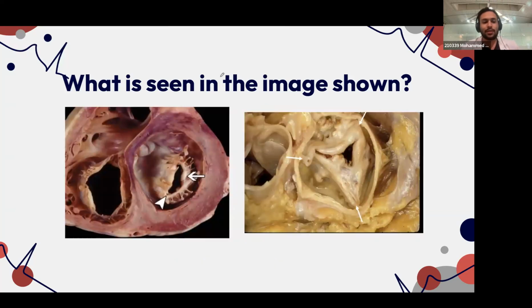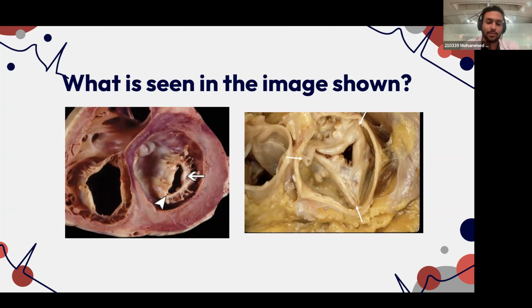But the next thing is, as I said, that was acute. What happens in chronic? What's this first image? Fish mouth appearance. Excellent. What valve is this? If this is a fish mouth appearance, what valve is this? Excellent. This is mitral stenosis. So in chronic rheumatic heart disease, guys, it affects the mitral valve and causes mitral stenosis. The characteristic finding in mitral stenosis due to chronic rheumatic fever is fish mouth appearance. Excellent. That's number one.